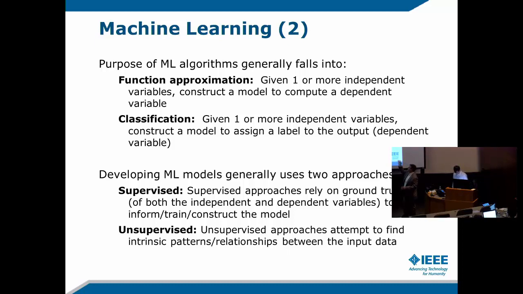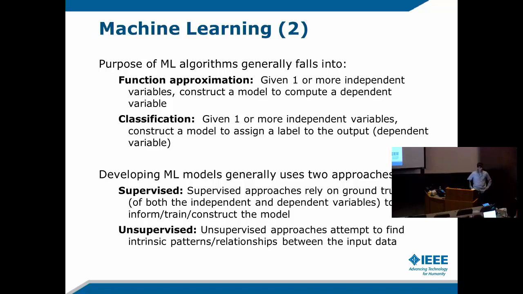Generally speaking, we're going to keep them in those cases. You could do it any number of different ways. When you're building these kinds of models, you generally have two different approaches. There's the supervised approach. Supervised approaches rely on ground truth data of both the independent and dependent variable. We know the input data, we know what the output was that it generated, and then we can use that to inform a model, train a model, construct a model. You could use any of those terms, basically to build the mapping. So if I know ground truth, I can then build a model, a mathematical construct that lets me go from input to output knowing that ground truth.